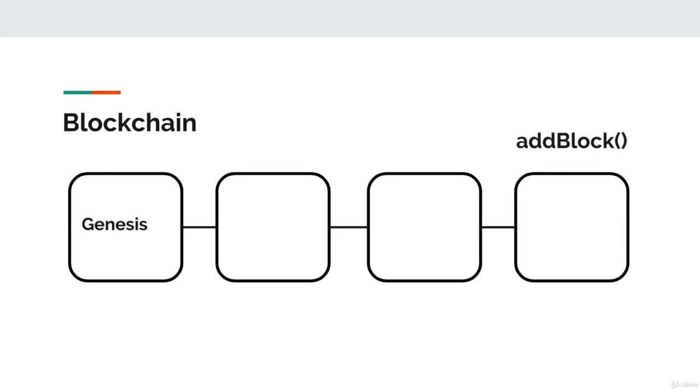Based on some input, it should be able to create a new block and then add it to the end of its own chain. Finally, the new block that is created will be based on the last block that came before it. So a new block will be based on the block that is currently at the end of the chain. So with that, let's create this new blockchain class in our project.